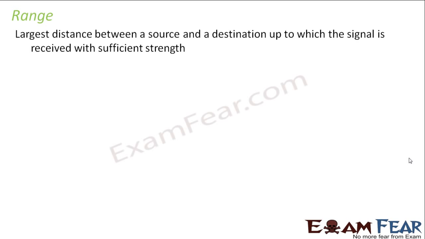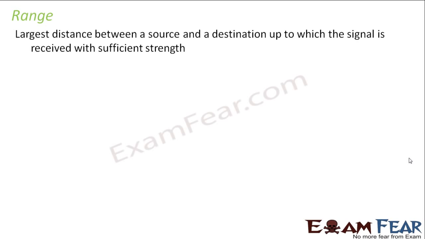Let us now talk about range. What is range? It is the largest distance between a source and a destination up to which the signal is received with sufficient strength. Even though we do amplification, we still see some loss in signal strength. So still some attenuation happens. There is always a distance between the source and the destination up to which you can receive the signal with sufficient strength. Because if the strength of the signal becomes very less, you will not receive the signal in a proper manner.